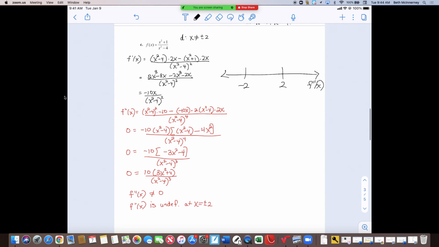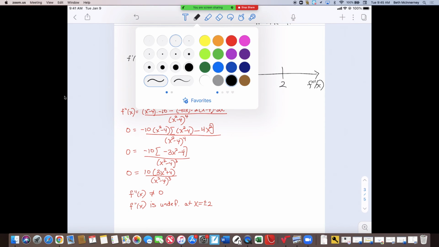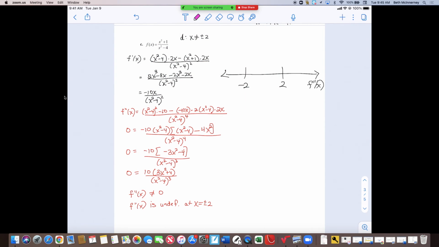And this is why we say that x is 2 and x is negative 2 are possible points of inflection. I know they end up not being points of inflection, but they break up the graph somehow. There's some sort of a change occurring there. And I'm going to go into that further. So let's say the number 3. So what I would have is 3 squared plus 1 over 3 squared minus 4. That numerator is always positive, so I really don't care about that. But then that's a positive over a positive.